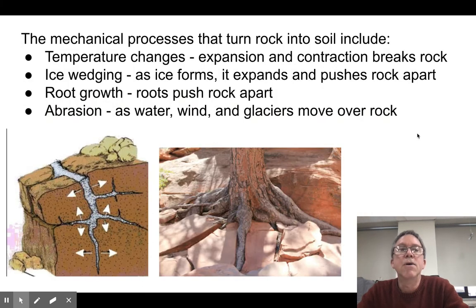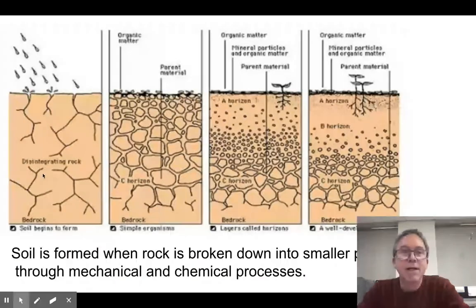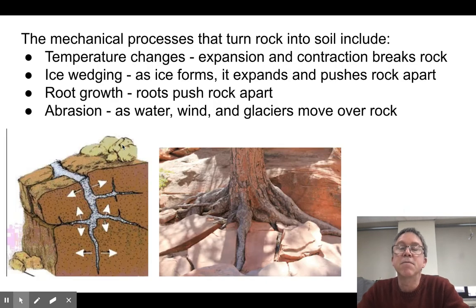Okay, so how do we get this process going from here to here? How do we break it up? Basically it's mechanical weathering. It cracks because of temperature changes. It gets hot in the day, it gets cold at night, the rock expands, the rock contracts, and that causes cracks to form. Water gets into these cracks, and that allows for chemical weathering to happen.